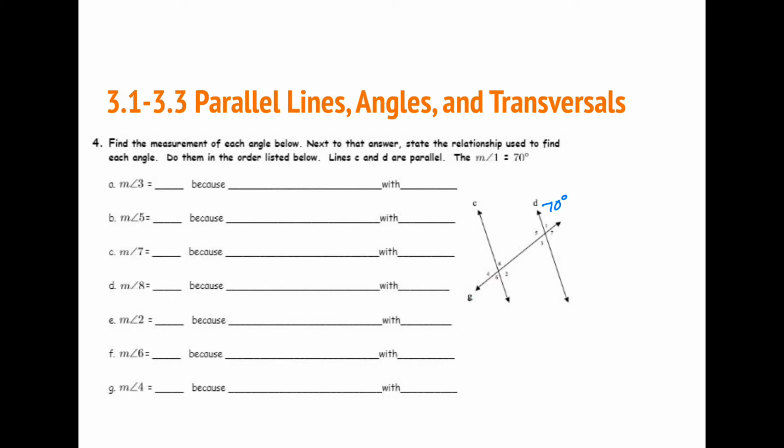So let's get started with this. We do need to know one thing too, and we'll talk about this a little bit later, but lines C and D are parallel. So we know that these are parallel lines, so that's going to help us extremely figure out the answer. So the first thing is going to be the measurement of angle 3. And so if we know angle 1 is 70 degrees, what is angle 3 going to be? And the correct answer for this one is 70 degrees. And we know that because it's vertical angles with angle 1.